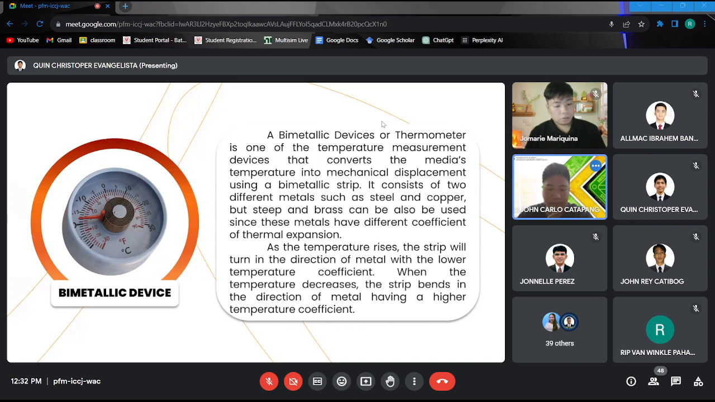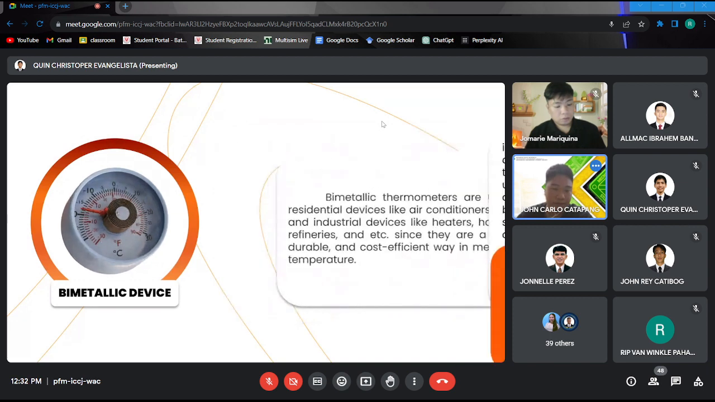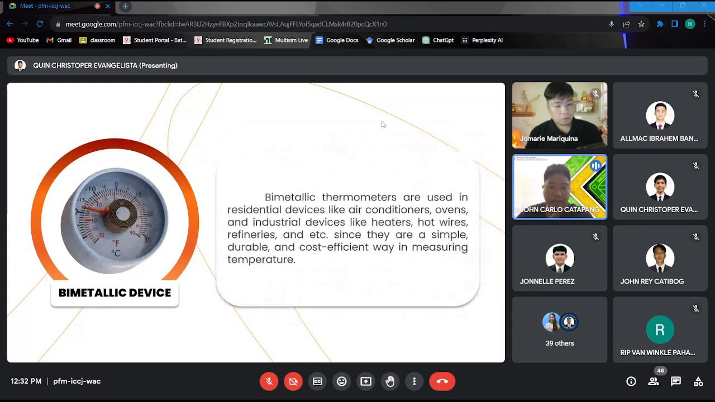Next po. Biometallic thermometers are used in residential devices like air conditioners, ovens, and industrial devices like heaters, hot wires, refineries, etc. Since they are a simple, durable, and cost-efficient way of measuring temperature.